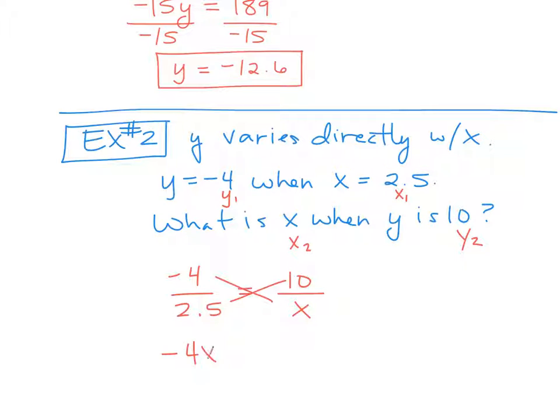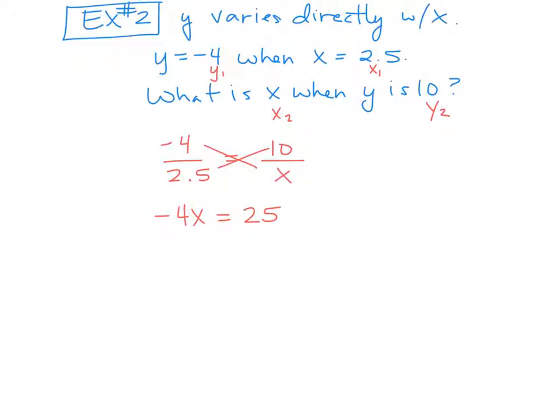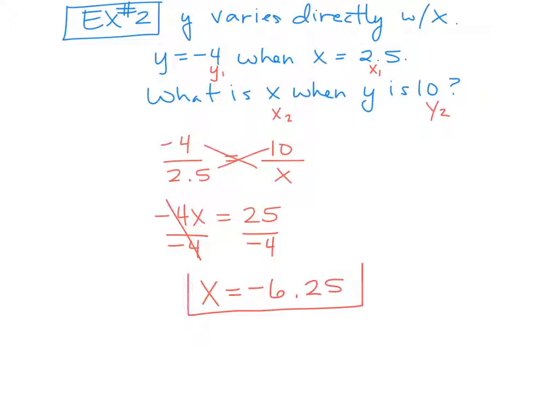So this is -4x, 2.5 times 10, so 25. And then you're just going to divide by -4. So x comes out to, 25 divided by -4 is -6.25. Do you know how you can check it? Plug it in here and divide. Divide this. Do they equal the same decimal? Okay.